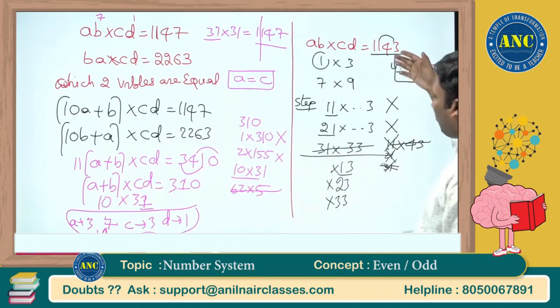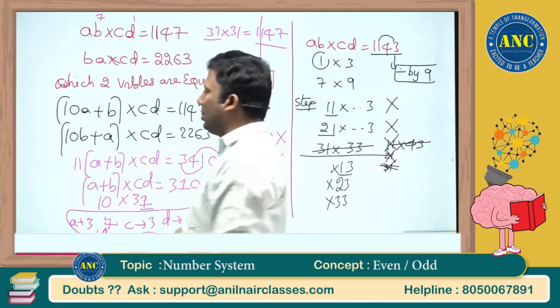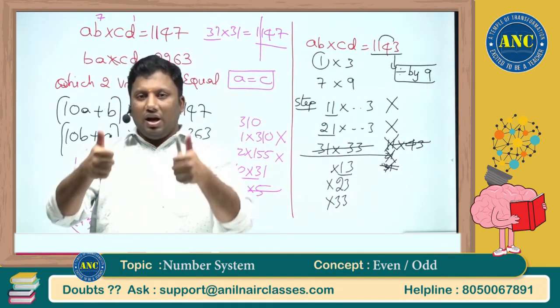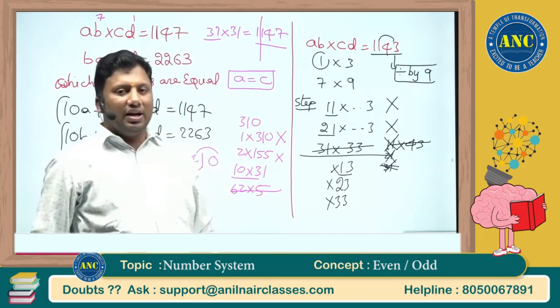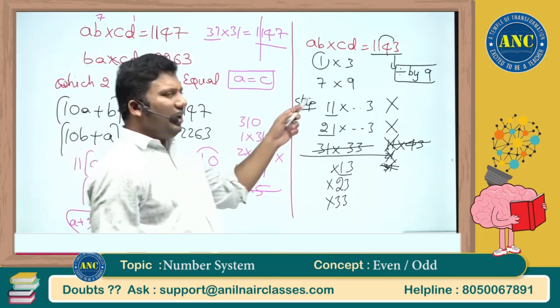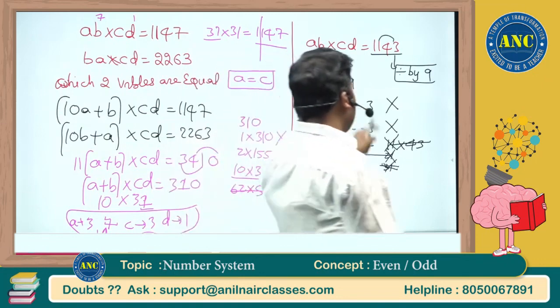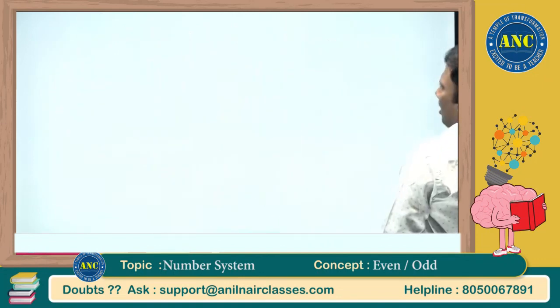We took it as 1143. We decoded, right? There is no value which is coming out to be the answer. I hope the idea is clear. This is a very, very interesting concept, sir.